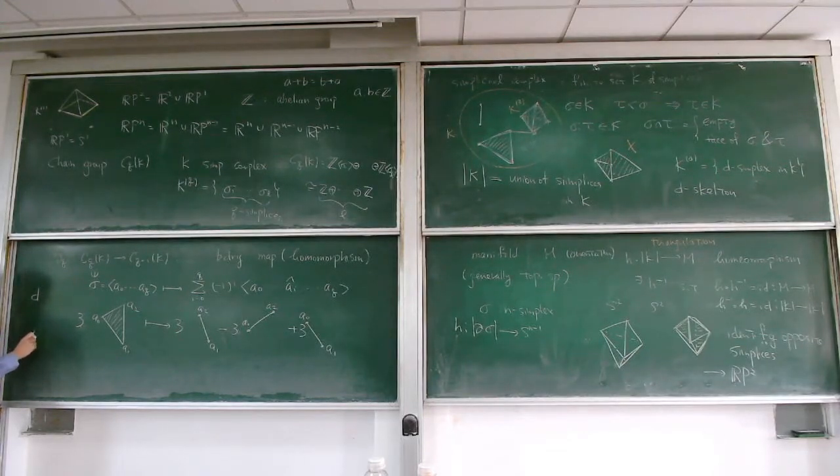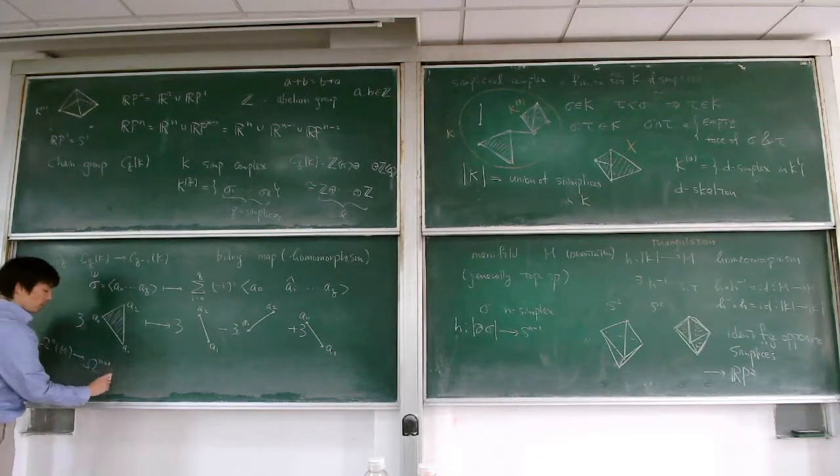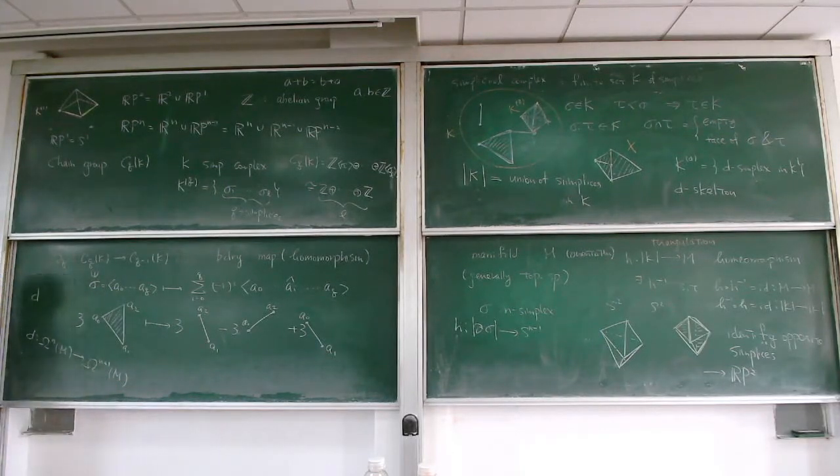So d omega, it's opposite. It's almost like opposite. For n, it goes to omega n plus 1. So this is the exterior derivative of de Rham homology.